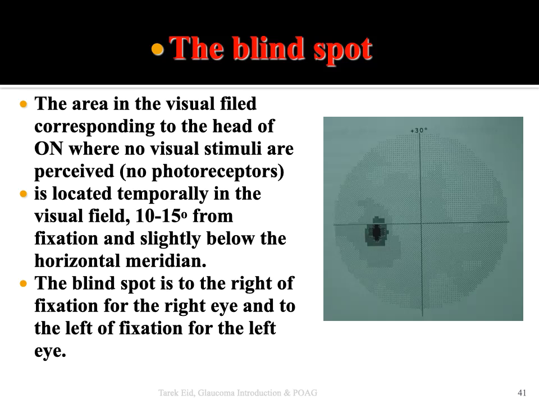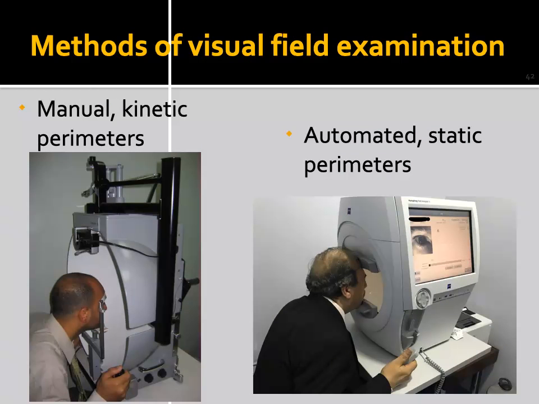It is located temporally in the visual field. Remember that the optic nerve head anatomically is on the nasal side, so the blind spot is located temporally and around 10 to 15 degrees from the fovea or from the fixation point and slightly below the horizontal meridian. And the blind spot is to the right of fixation for the right eye and to the left of fixation for the left eye.